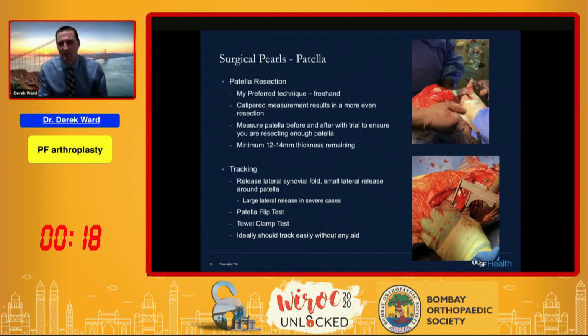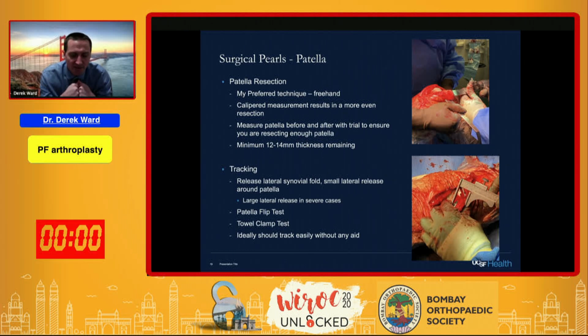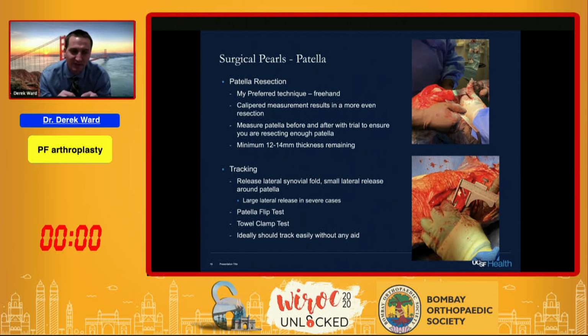For the patella, my preferred technique is a freehand resection. I think this generally serves me well because I can really see the patella and see what I'm cutting. Calipered resection has been shown to create a more even resection, and you want to restore what you think is the native patellar height. However, you want to have a minimum thickness of 12 to 14 millimeters remaining, and it's okay to build up with cement in order to keep a thickness that's safe and lowers the risk of patellar fracture. If you're having difficulty with tracking, you can release the lateral synovial fold or do a small lateral release around the patella. However, a large lateral release you may need in some cases.